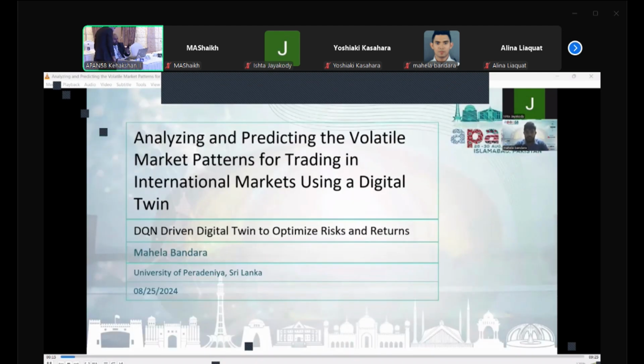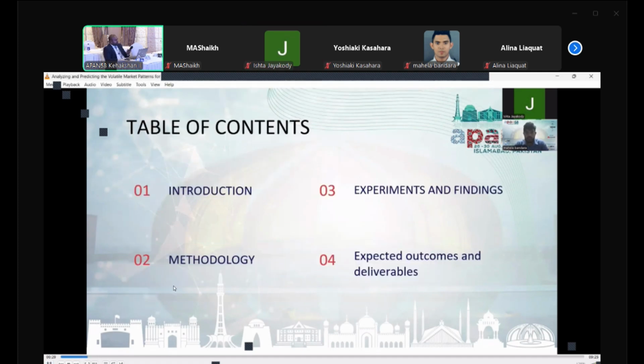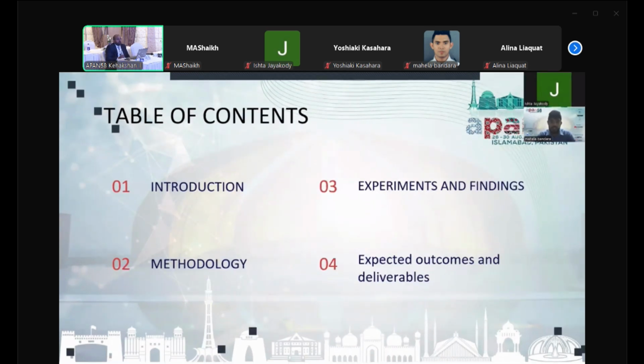I am going to present our work based on analyzing and predicting the volatile market patterns for trading in international markets using a digital twin. Introduction. First, I introduce the topic and next move on to the methodology, experiments, and findings. Finally, the expected outcomes and deliverables.